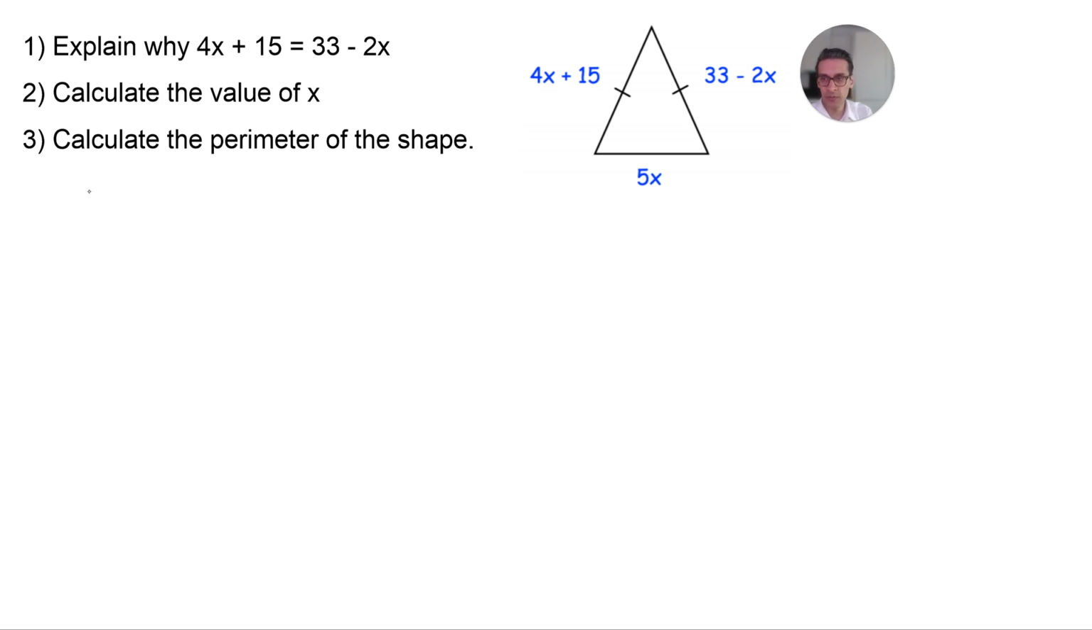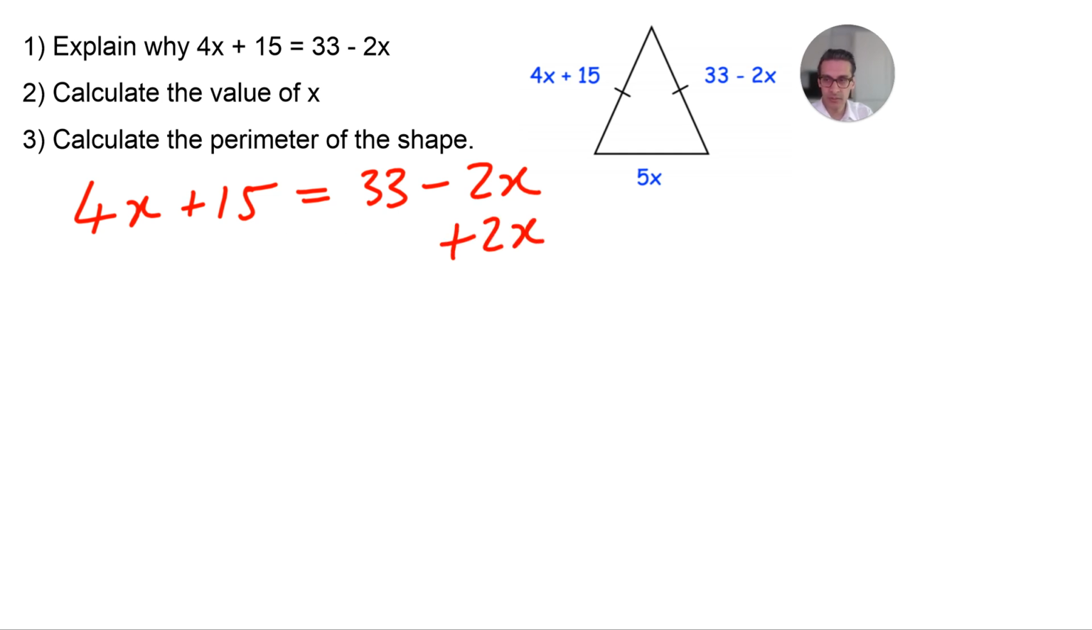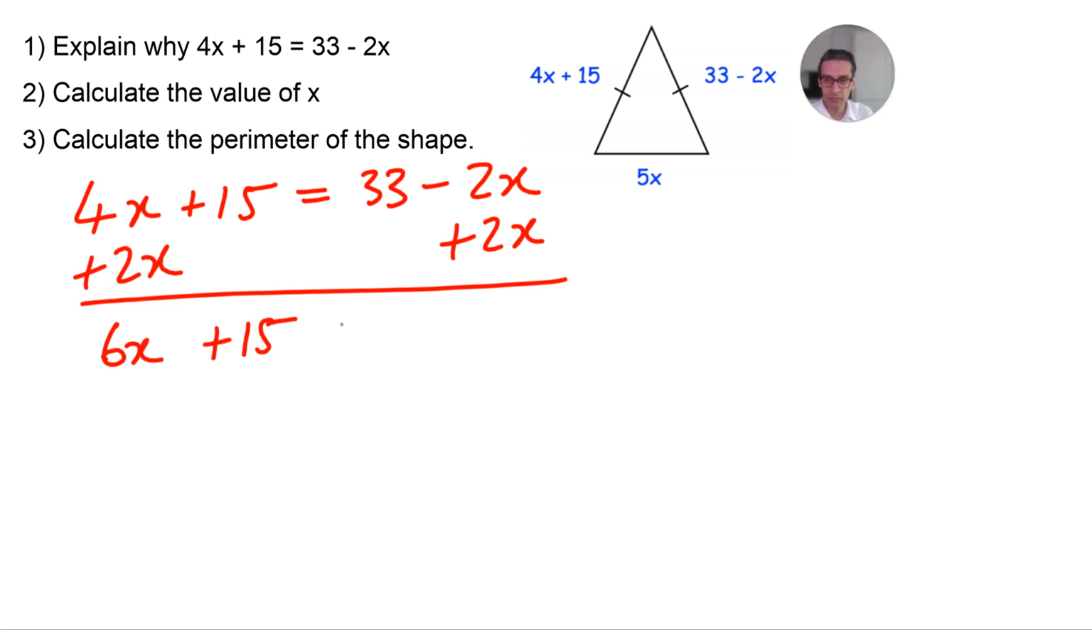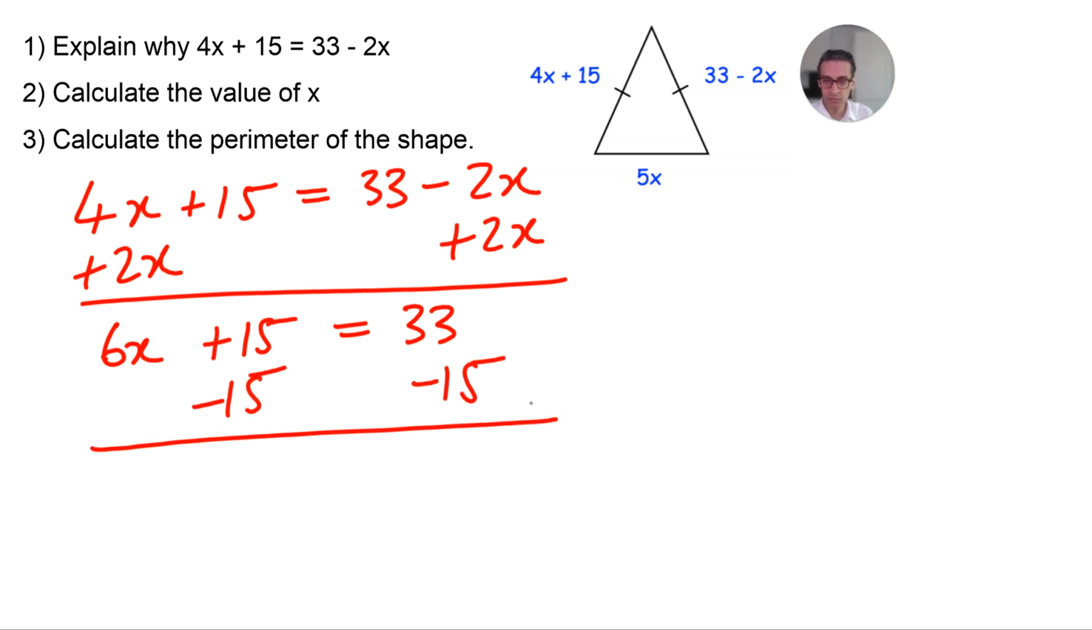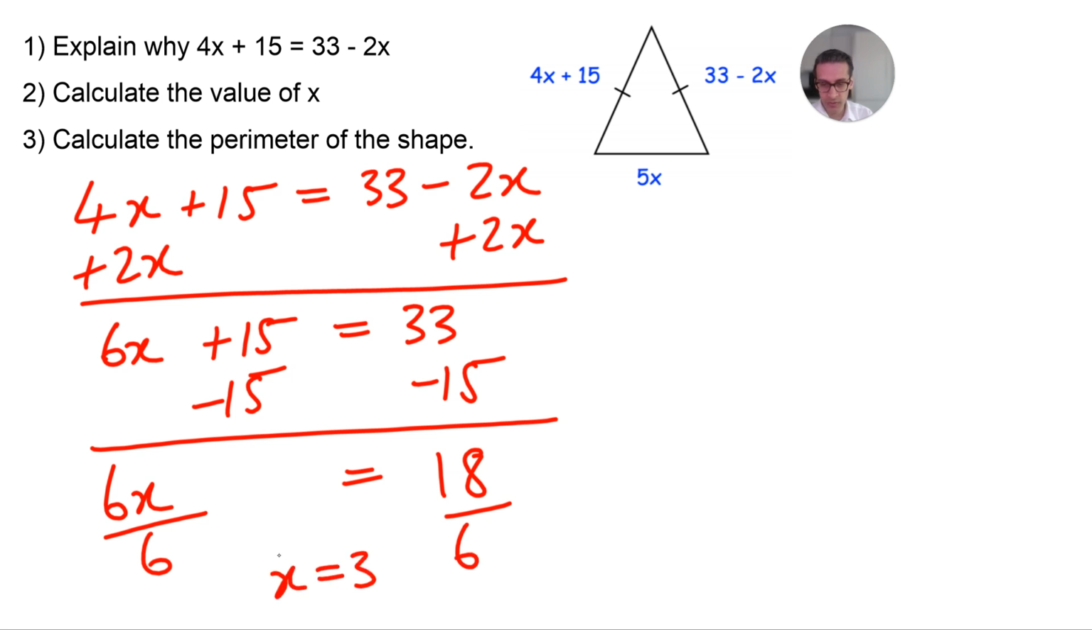So first of all, we need to solve this equation to work out what x is. So 4x plus 15 equals 33 minus 2x. Now I'm going to add 2x to both sides. So this becomes 6x plus 15 equals 33. Now I'm going to take away 15 from both sides. So I'm going to do 33 minus 15. So 6x equals 18. And then I'm going to divide by 6. So x is equal to 3.